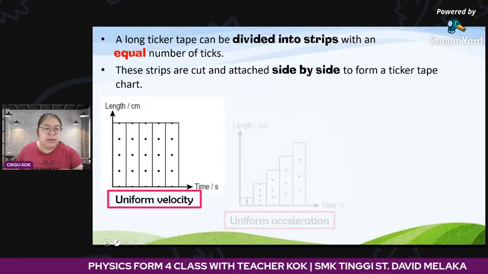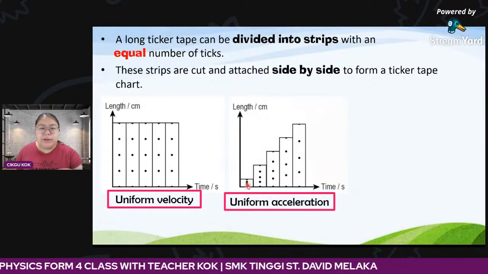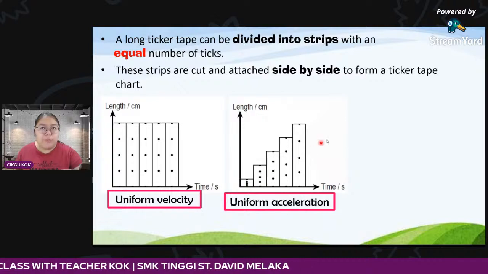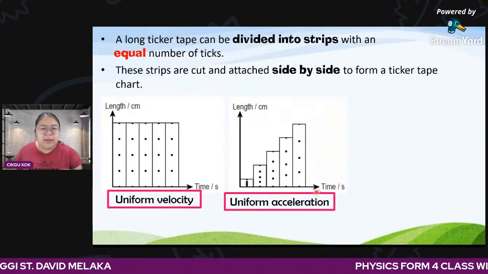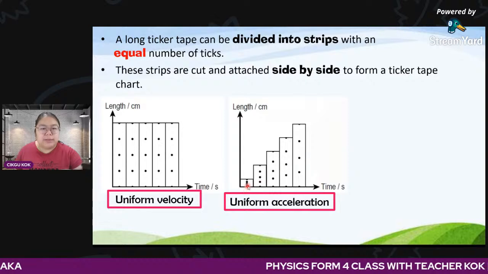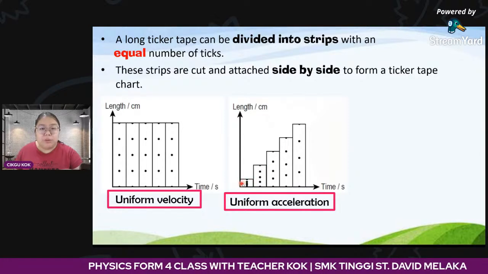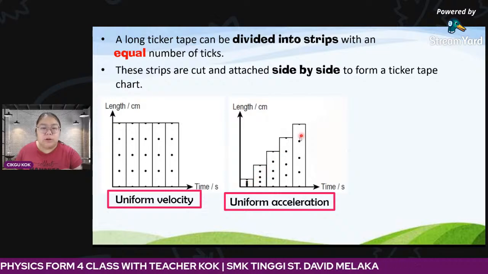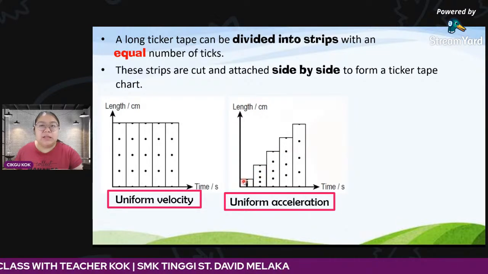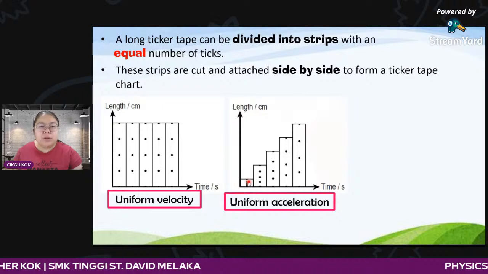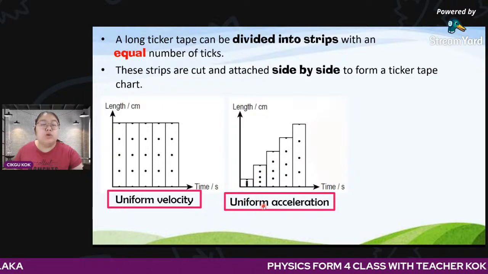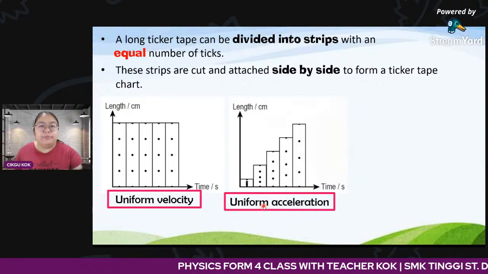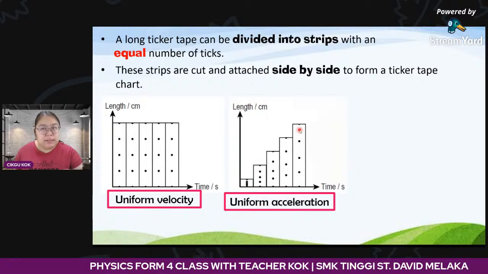Another situation like this. When starting, I pull slowly. Then I pull faster. So I cut. When starting 5 ticks, another 5 ticks, and the last 5 ticks. So you can see they keep increasing. Then you need to measure the length using your meter rule. When I find it, every length is different, maybe 1 cm, 2, 3, 4, 5, 6 cm. So that means we call it uniform acceleration, because they keep increasing.